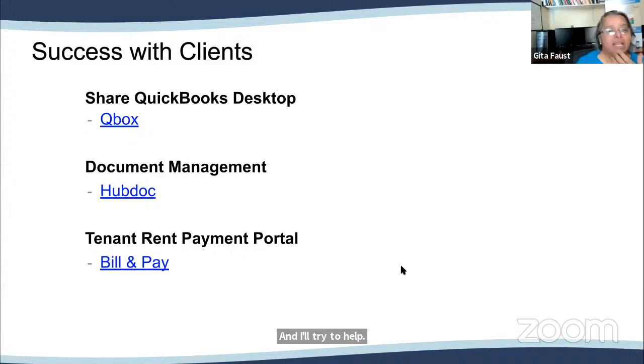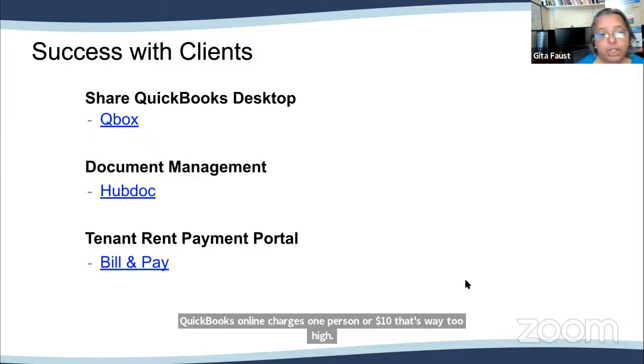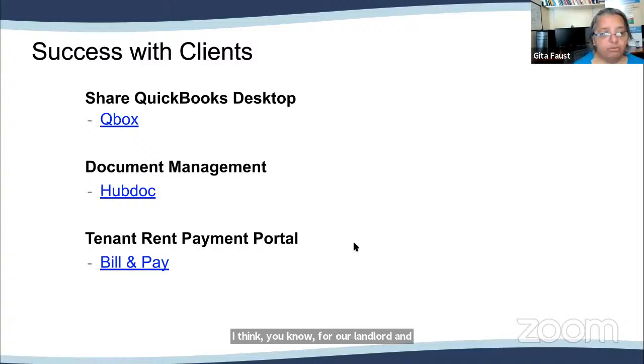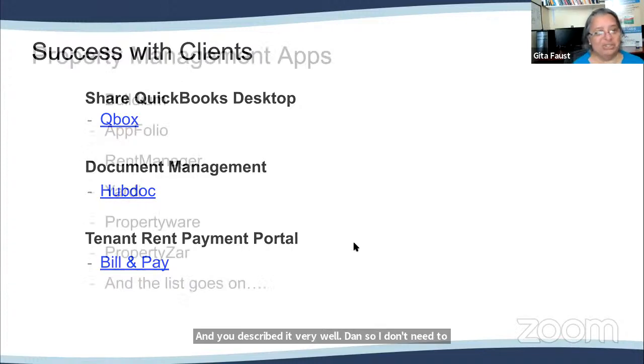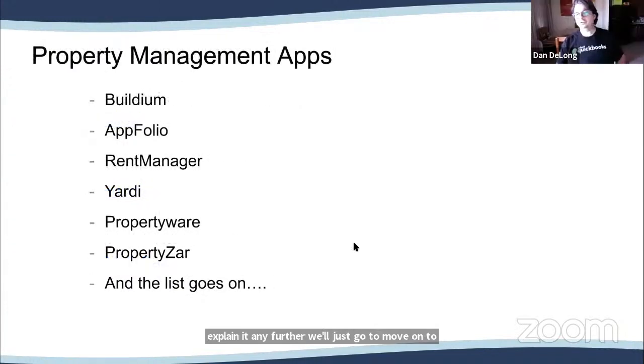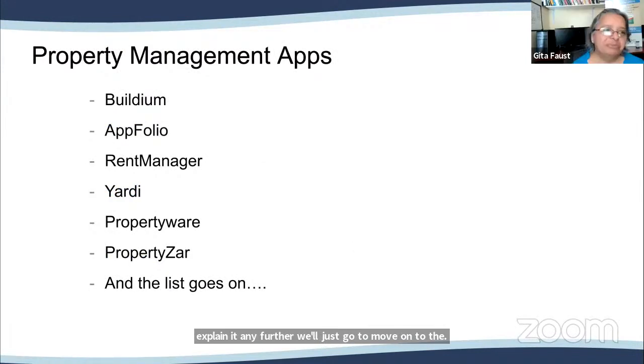And QuickBooks Online charges 1% or $10. That's way too high, I think, for a landlord. And you described it very well, Dan, so I don't need to explain it any further. We'll just go to the next slide. We'll move on to the specific property management apps that you've come across. So talk a little bit about these.